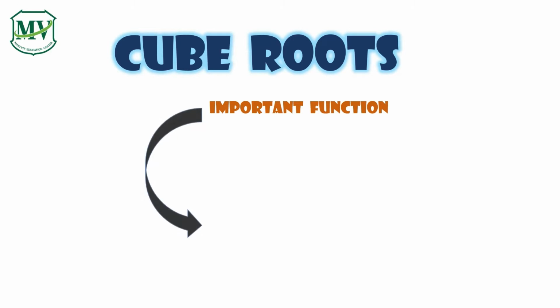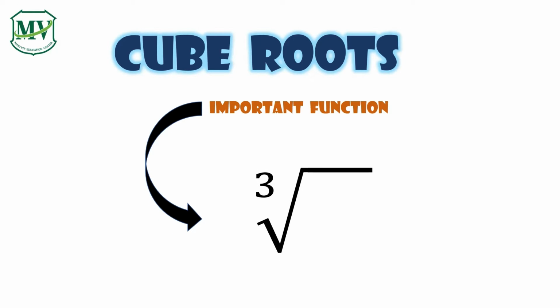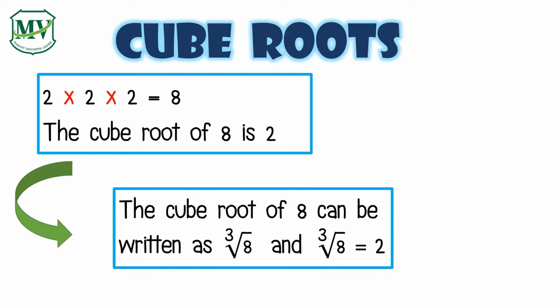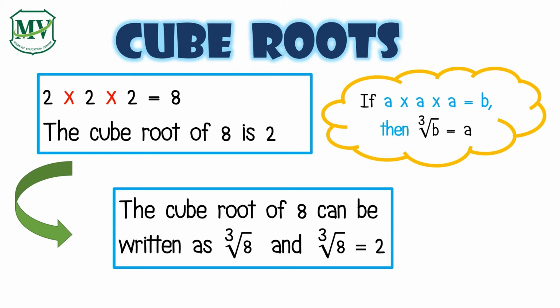So let's now talk about cube root. In cube root, we need to remember this important symbol. We will use this symbol in writing a cube root. So in cube root, 2 times 2 times 2 is equal to 8. So the cube root of 8 is 2. The cube root of 8 can be written with the radical symbol, and the cube root of 8 is equal to 2. If A times A times A is equal to B, then the cube root of B is equal to A.